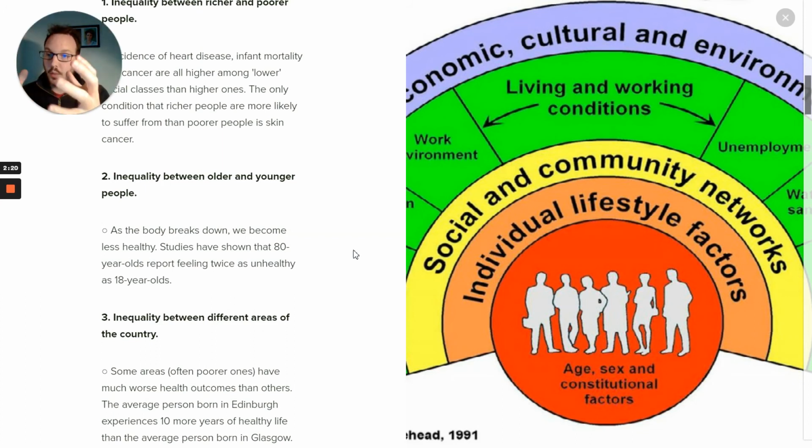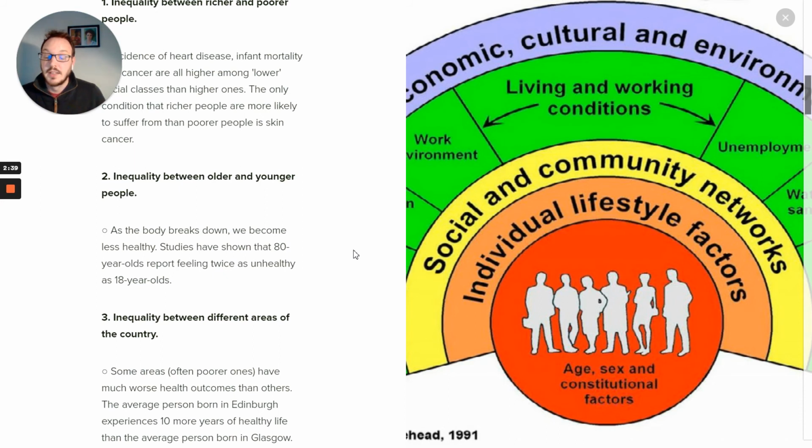There is also a big inequality between older and younger people. So older people tend to be less healthy. We know that as your body breaks down, we tend to become less healthy. And actually, 80-year-olds report feeling twice as unhealthy as 18-year-olds. So you're at the peak of health, and I am a poor, decrepit person.